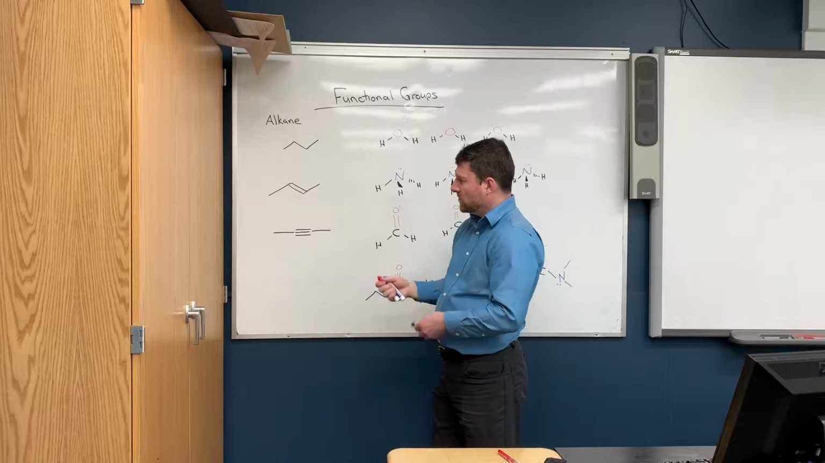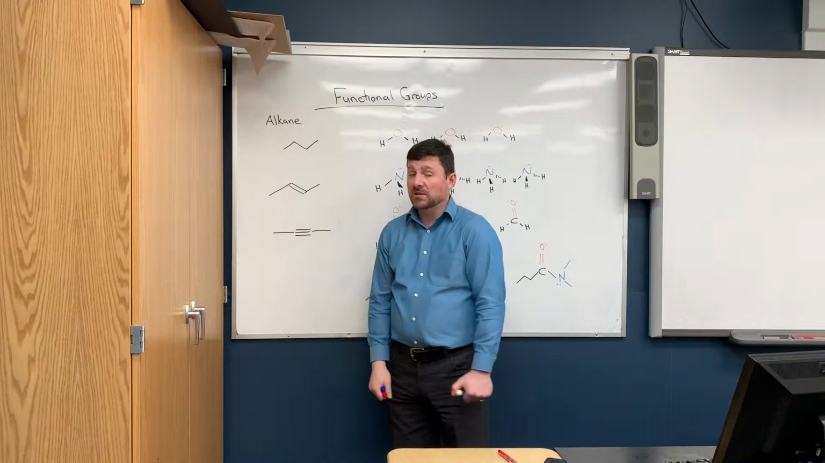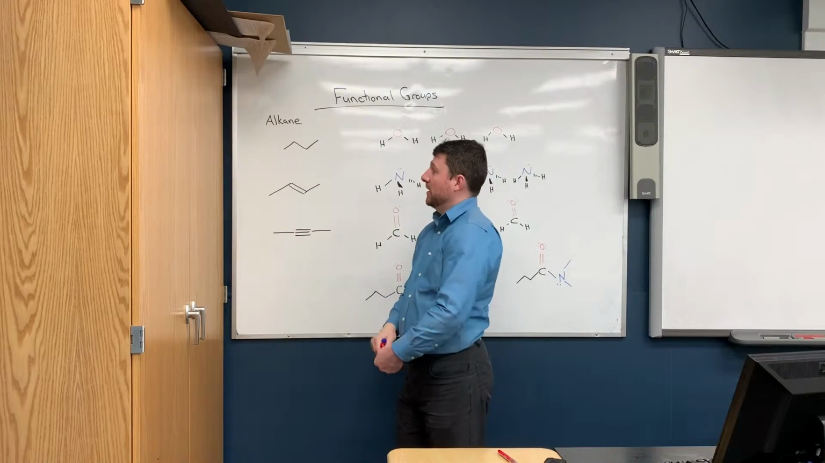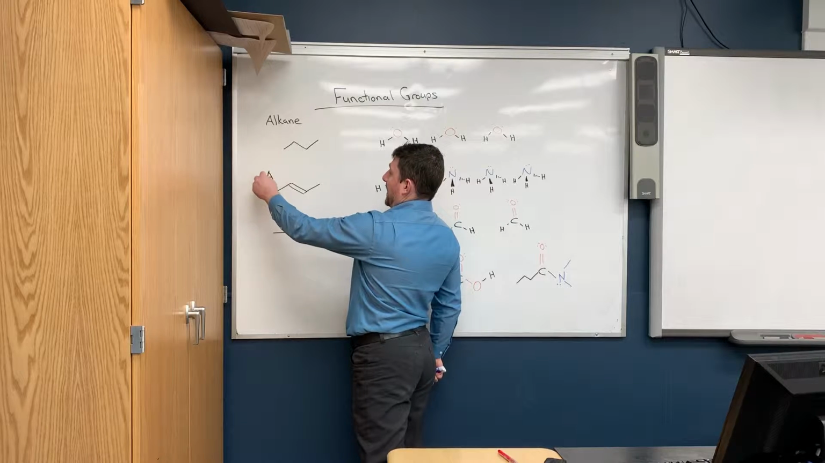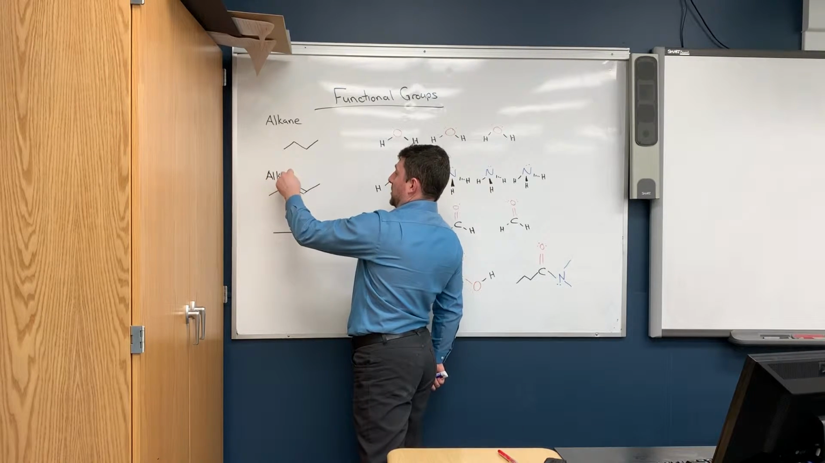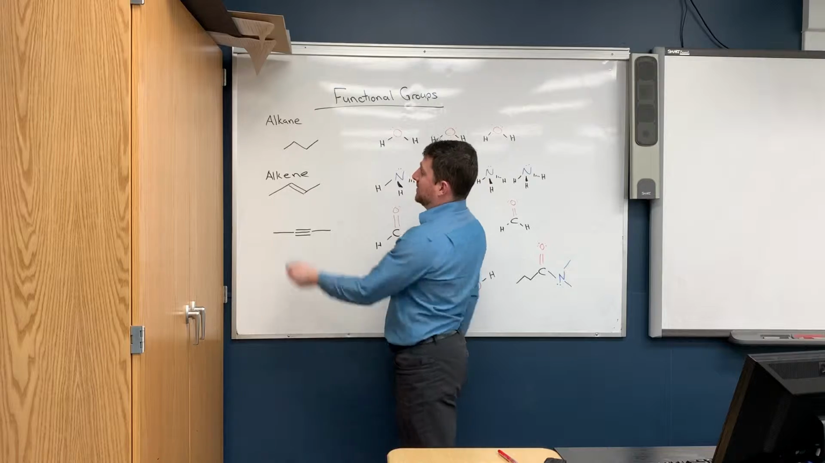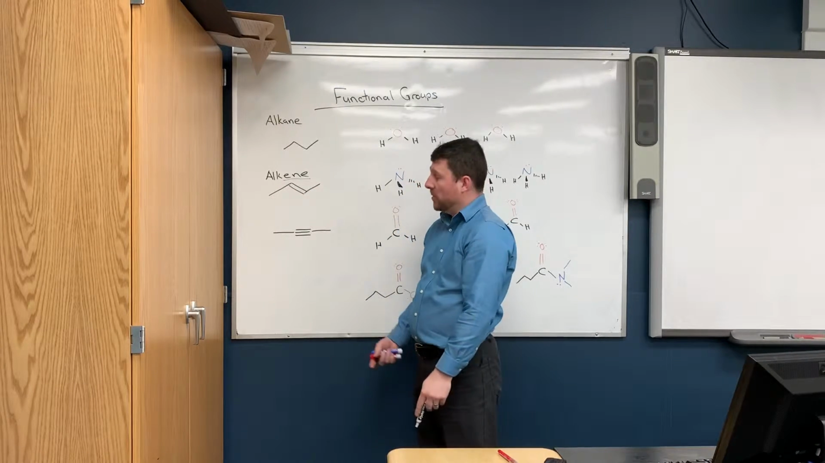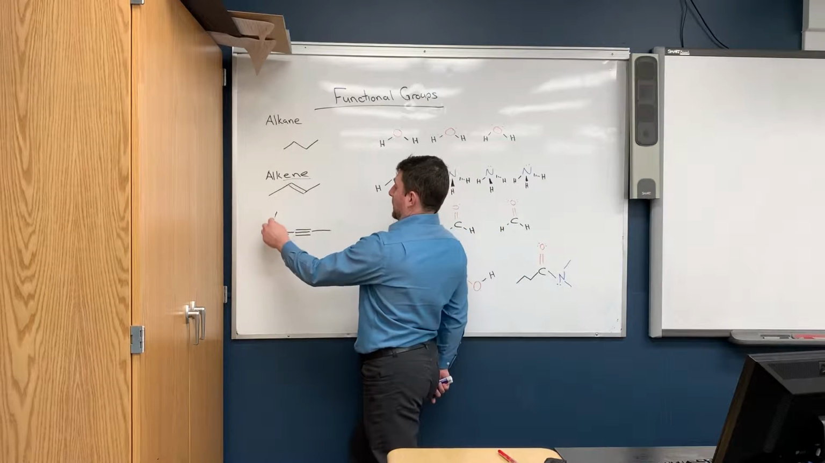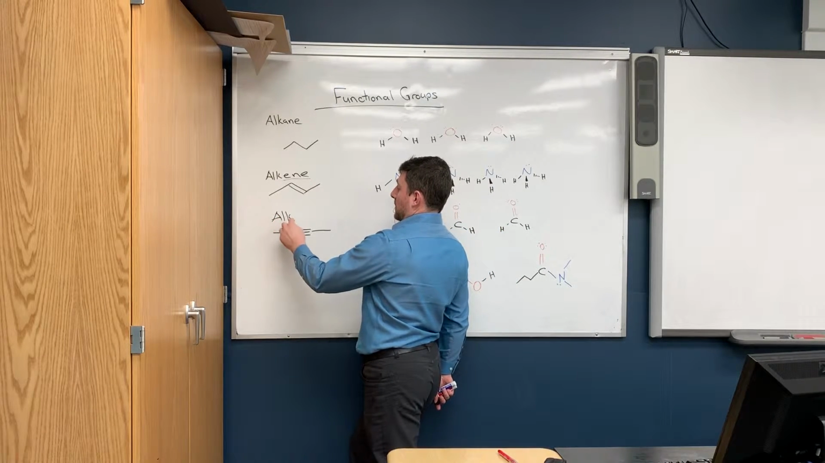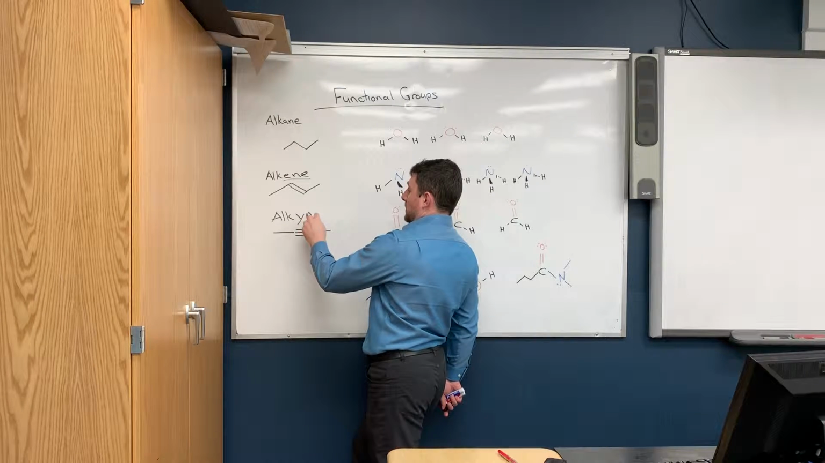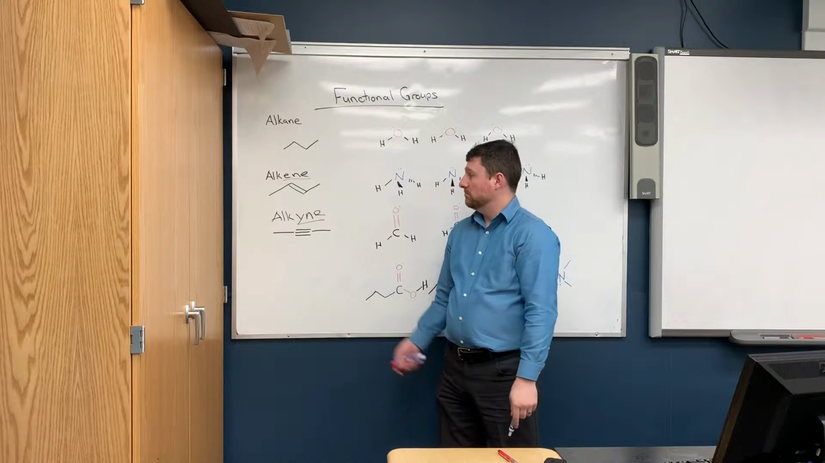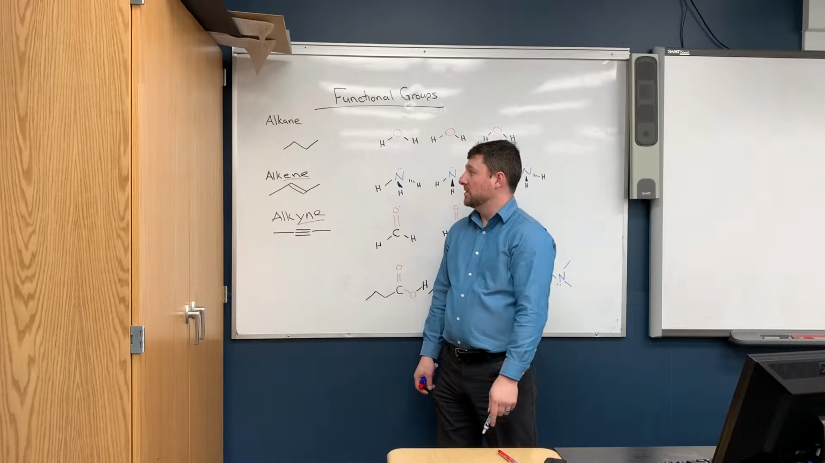Well, we can start adding in multiple bonds between the carbons. All single bonds is what we call alkanes. If we start adding double bonds between the carbons, we just change the suffix from alkane to alkene. And if we start adding triple bonds between carbons, we change the suffix from alkane or alkene to alkyne with a Y.